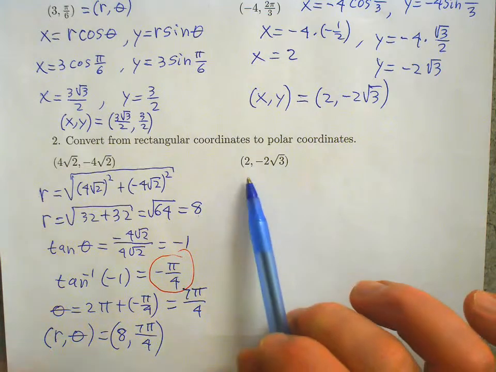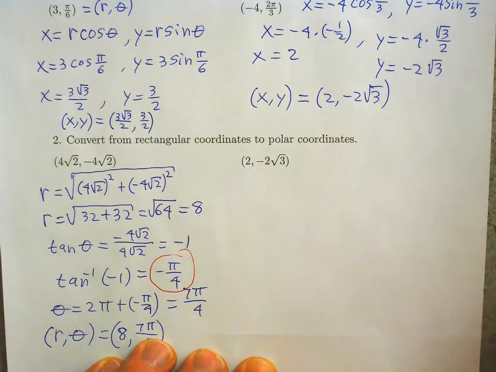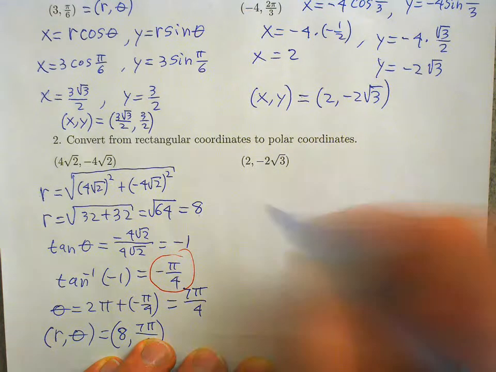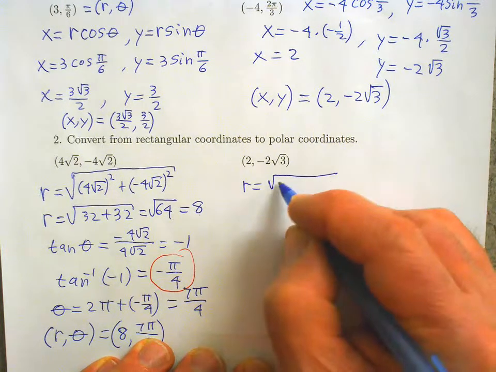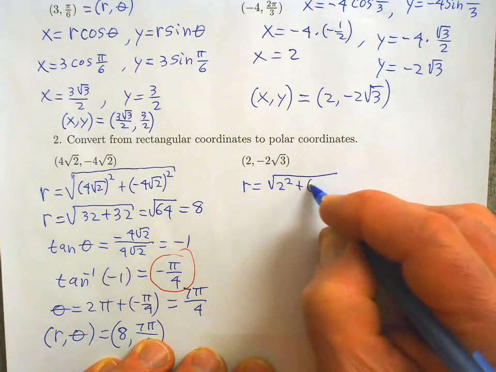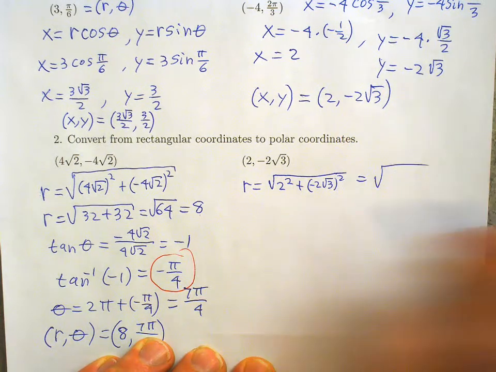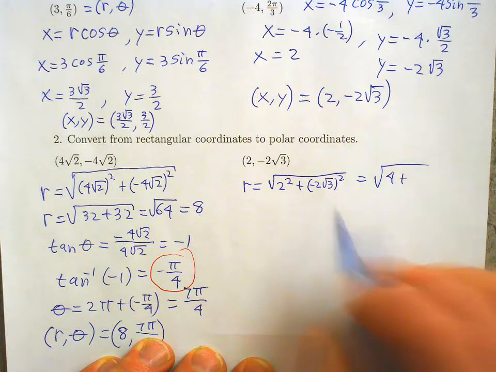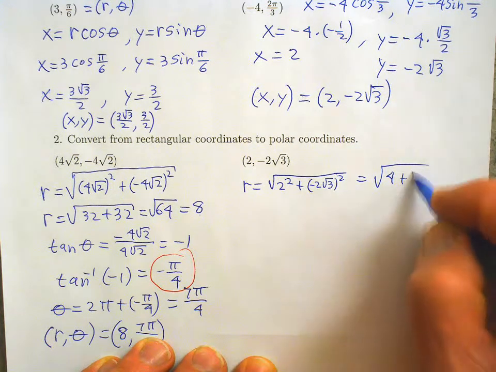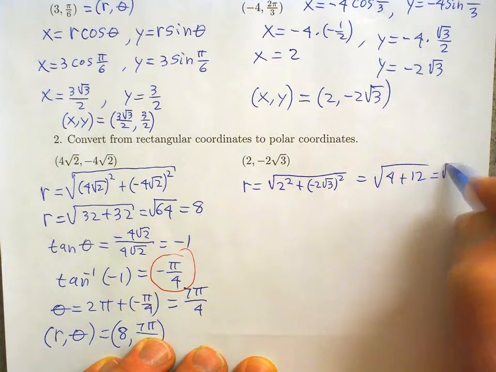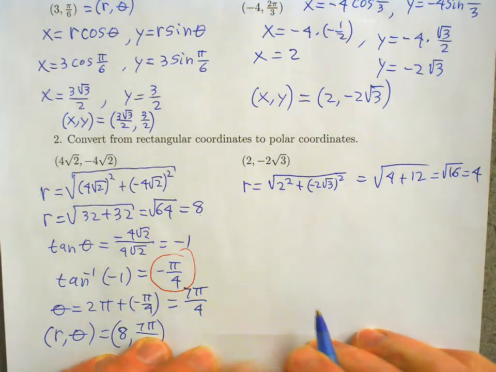Well, this next point is also in the 4th quadrant. So this time r is the square root of 2 squared plus the number negative 2 times the square root of 3 squared. So 2 squared is 4, and then when we square negative 2 times the square root of 3, we get 12. And then the square root of 16 is 4. So the value of r is 4.